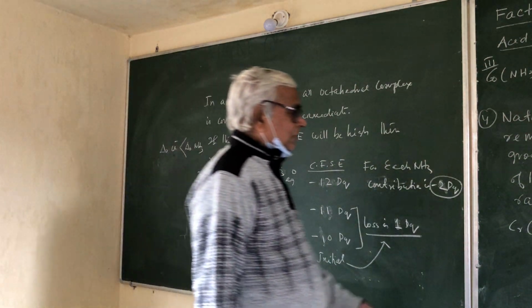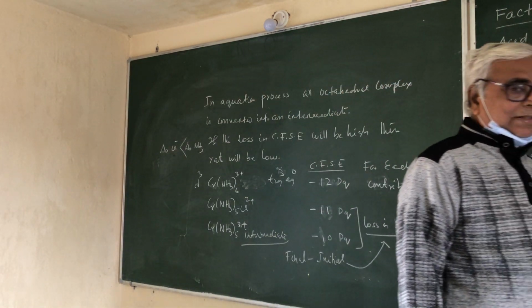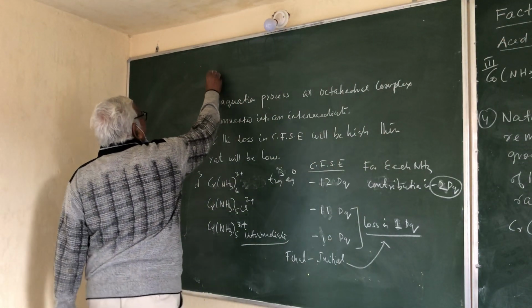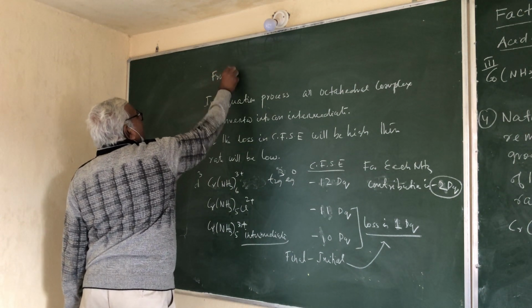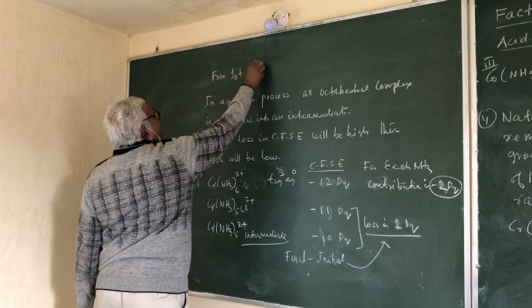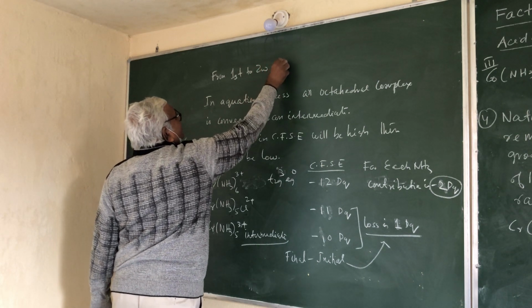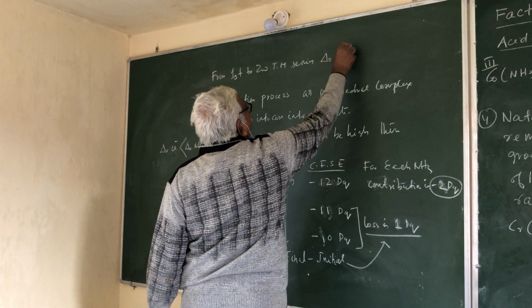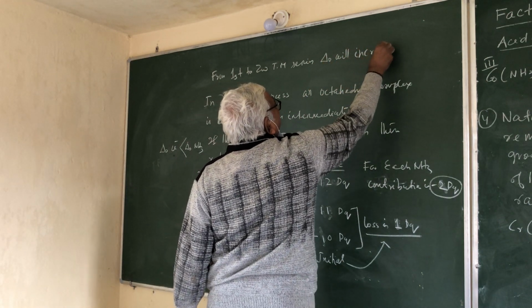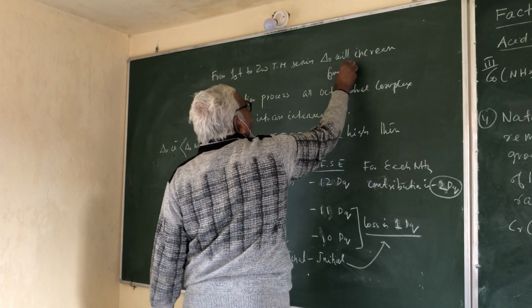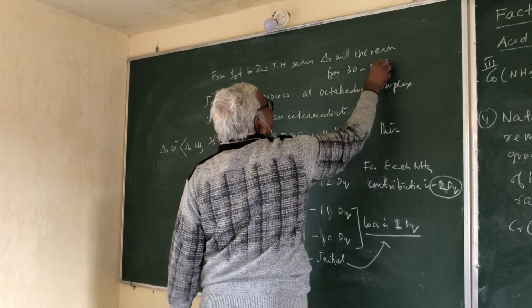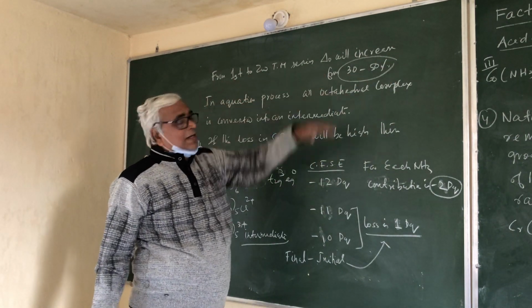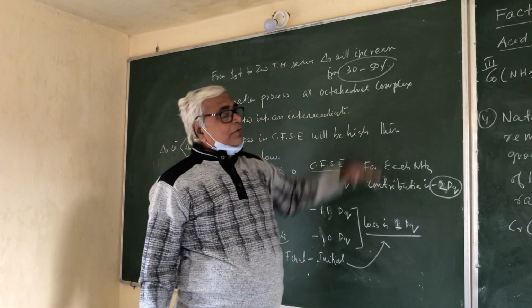What about ruthenium and rhodium? Rhodium belongs to the second transition series. From the first to the second transition metal series, the crystal field splitting energy increases by 30 to 50%.